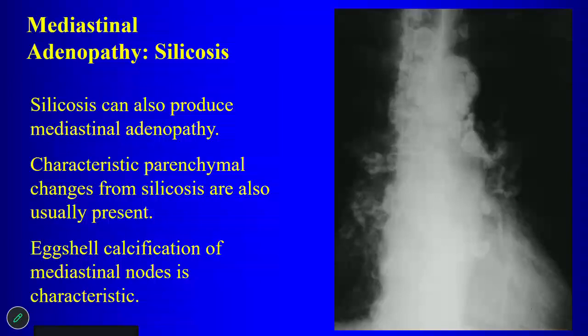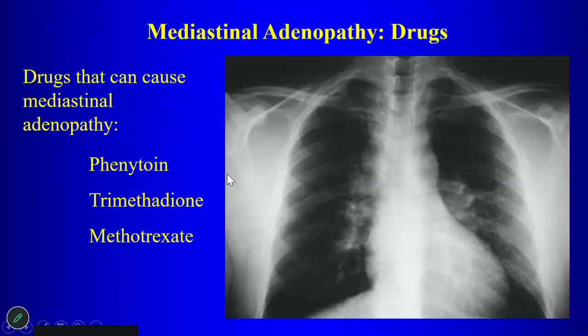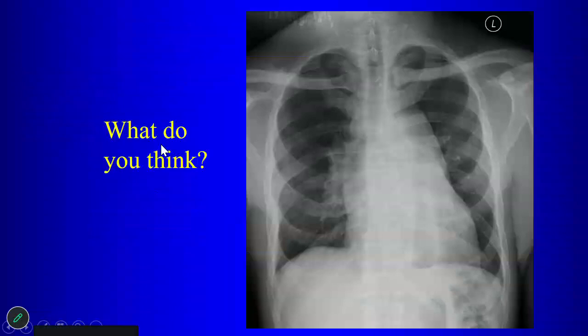And then we have, in this case, eggshell calcifications of lymph nodes, a characteristic appearance that can be associated with silicosis. Okay? Although there are other causes also of eggshell calcifications of lymph nodes. Rare cause of lymphadenopathy, drug reactions. Here are some drugs that can cause mediastinal lymphadenopathy.